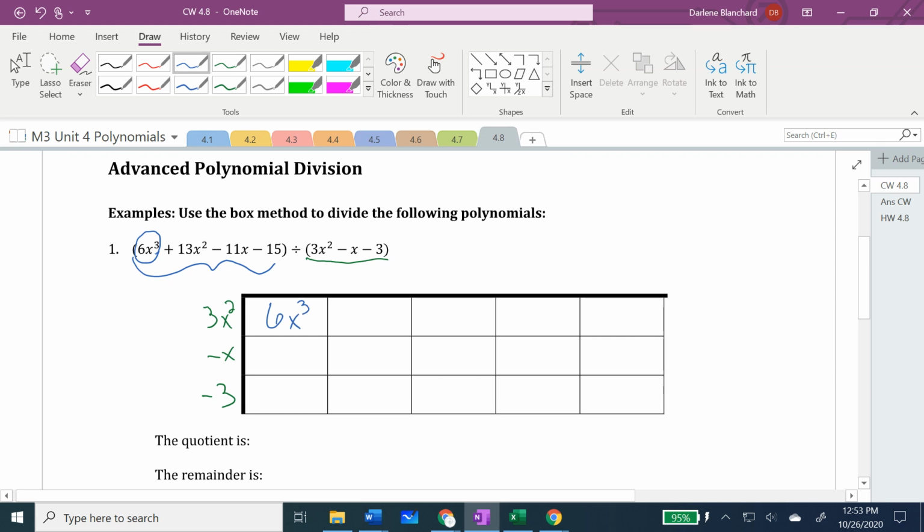And then it begins. What do I multiply 3x squared by to get 6x cubed? And I'm looking in chat. What do you multiply 3x squared by to get 6x cubed? Good, 2x. And now that I have that, you can probably see that you can now figure out what goes in these two boxes. So multiply to get those two boxes. 2x multiplied by negative x is, and then 2x multiplied by negative 3.